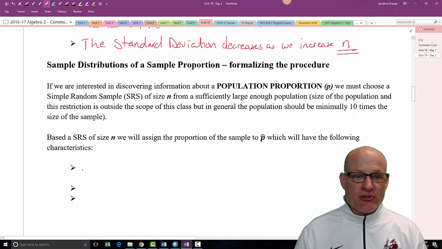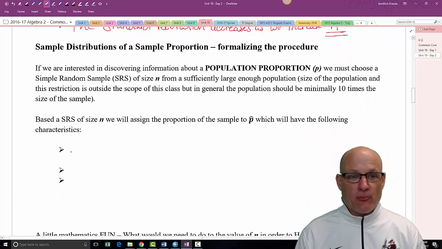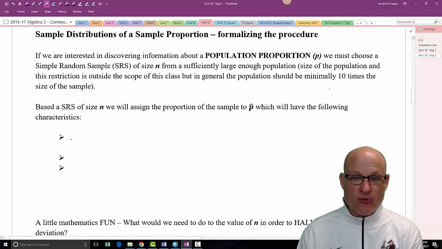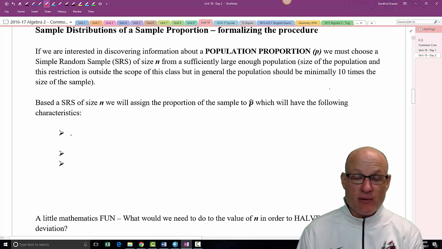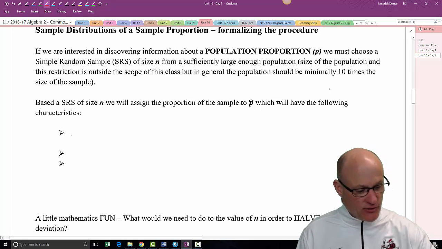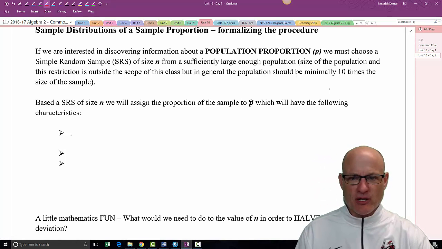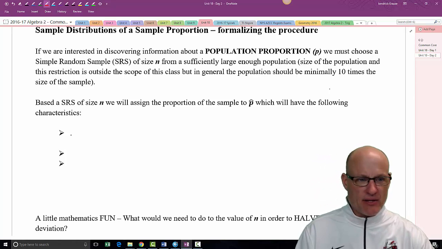So, sampling distributions of a sample proportion. We're going to talk about the procedure now. We're going to formalize it into a procedure so you can talk about how you're going to do this. Okay, so how is this going to happen? I was thinking I put a formula on the other page, and I keep going back to it because I think I messed things up.